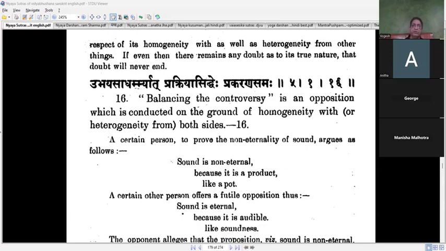So whatever is produced is not eternal. That is the upanaya, the relationship that is established between the hetu and the drishtanta. And then hence it is not eternal. So the sound is not eternal, hence proved.